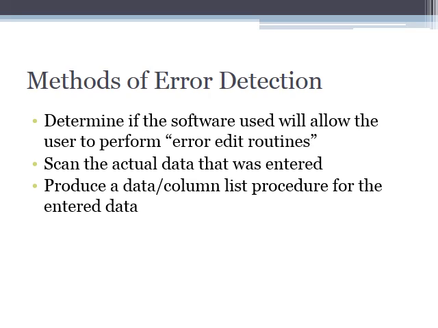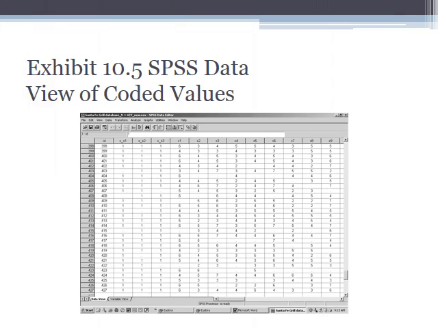And we can also produce a data column list procedure for the entered data where we look at it by column to check for missing data. So just take a look at this one right here. And again, this is just kind of scanning the data to see if there's any huge errors. It doesn't look like there are any numbers that stick out like a sore thumb as being incorrect. It looks like all of our responses are 1 to 7s, which is good, but we do have quite a bit of missing data. So we now know we would need to address missing data in this process.